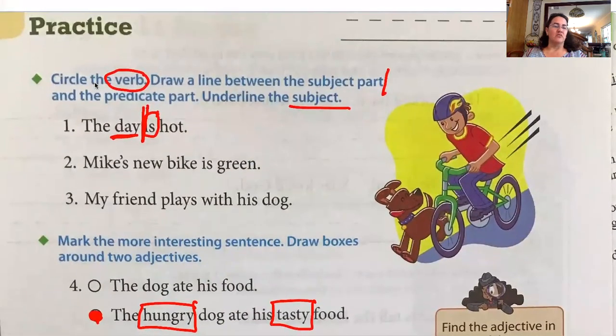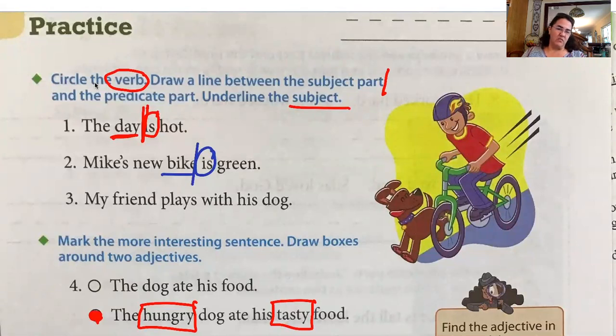Mike's new bike is green. We're on number 2, friends. Stay with me now. We're going to circle the verb and draw the line between the subject part and the predicate part. Then underline the subject. Mike's new bike is green. What is the verb there? What's the action? Jackson? Is. Okay, so we're going to draw a line where then, Sean? Between bike and is. And so what is green? The bike is green, right? So we underline bike. Okay.